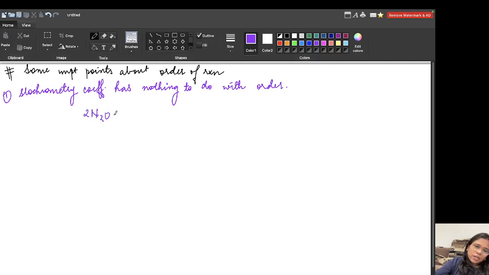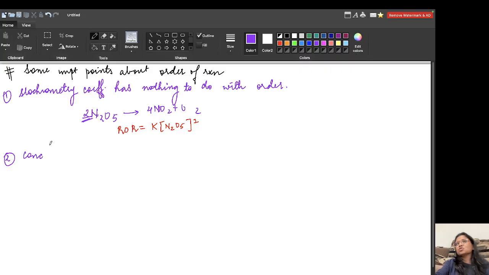Like for example, if you have N2O5 giving us 4NO2 plus O2. Now we might assume that your rate of reaction will depend on the stoichiometric coefficient of N2O5, right? But that's not correct. Actually, experimentally, the rate of reaction was equal to K times N2O5 raised to the power 1. Experimentally. The second thing, concentration terms of products. In rate law, usually you are taking reactants only, right? But concentration of products can also be present.